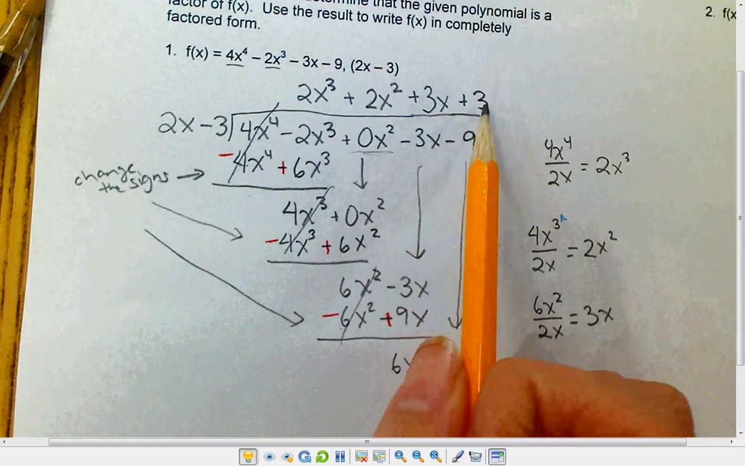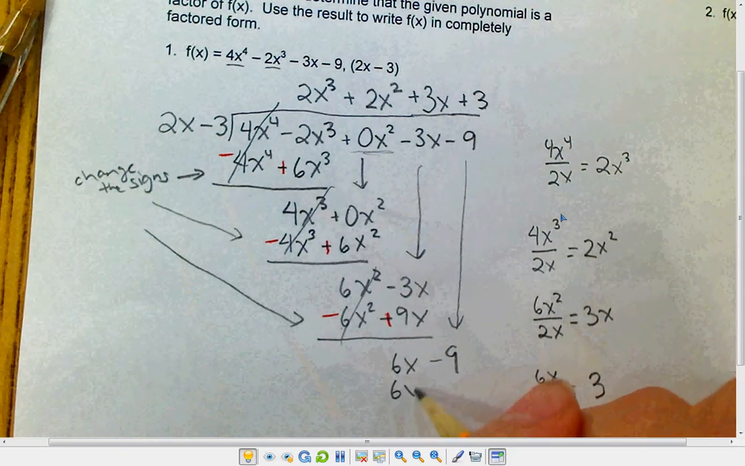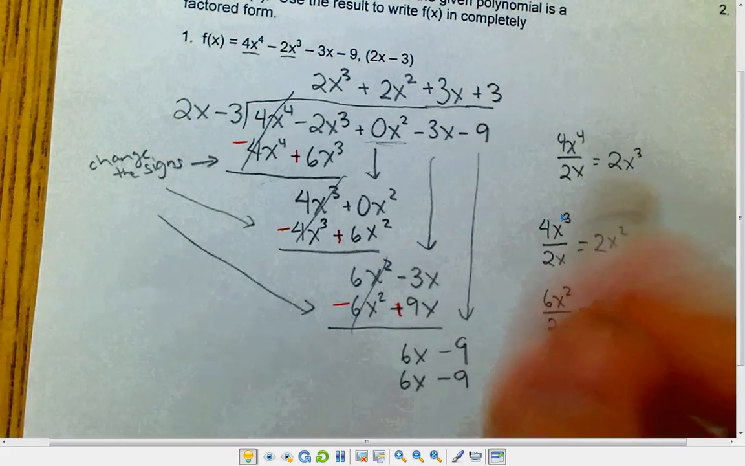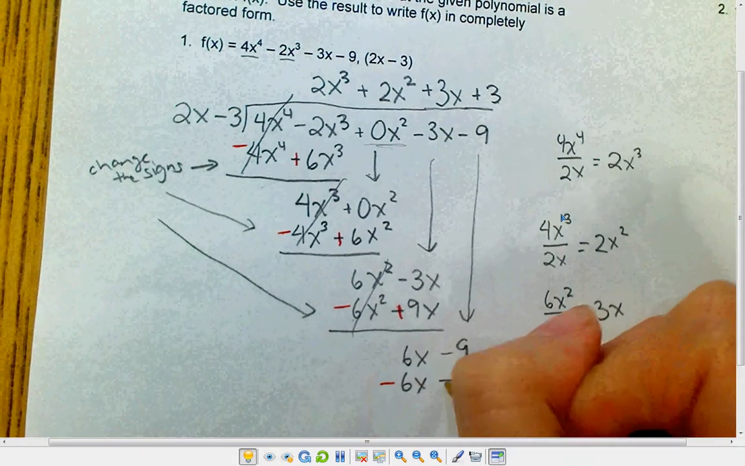And I have 3 times 2x gives me 6x. 3 times negative 3 gives me negative 9. And once again, I'm going to change the sign so I can subtract it. Minus, plus.